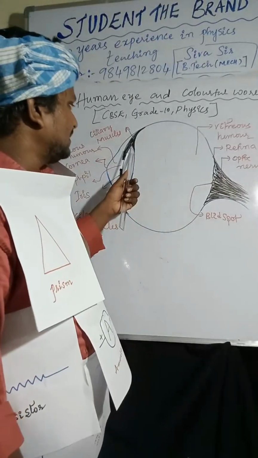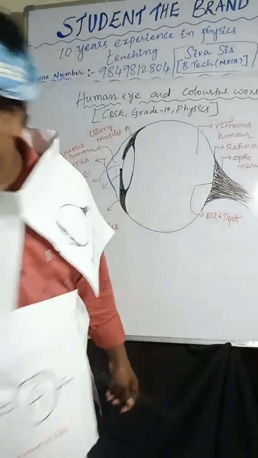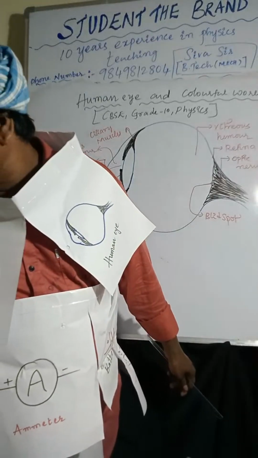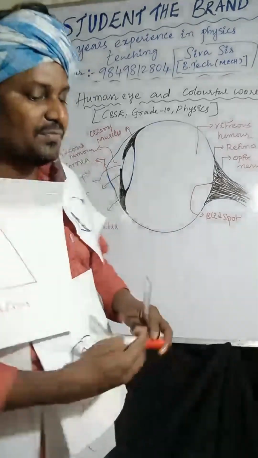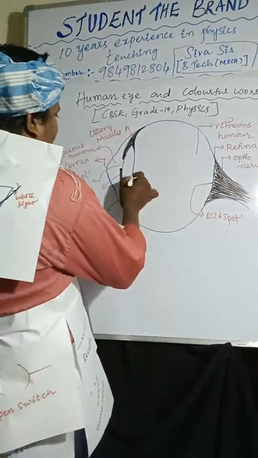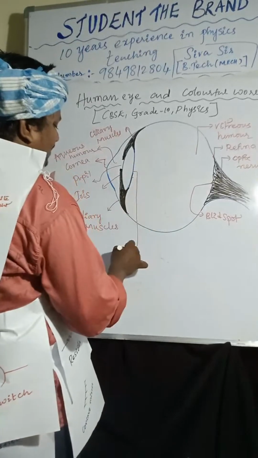The eye lens is a crystalline lens, a convex lens. So when light falls on it, this is the eye lens. I'm taking the eye lens.